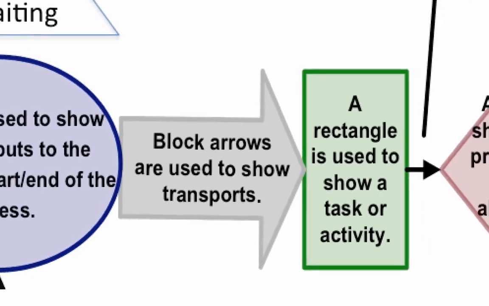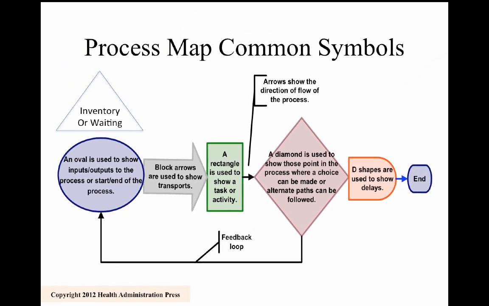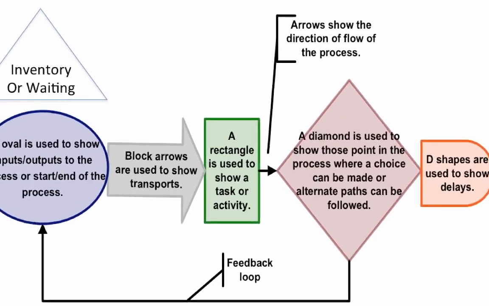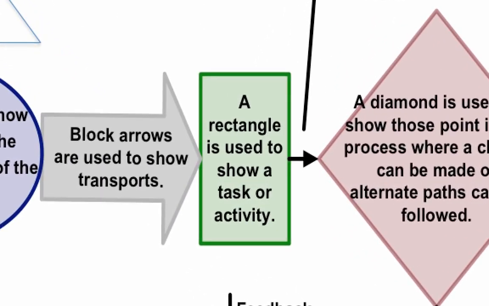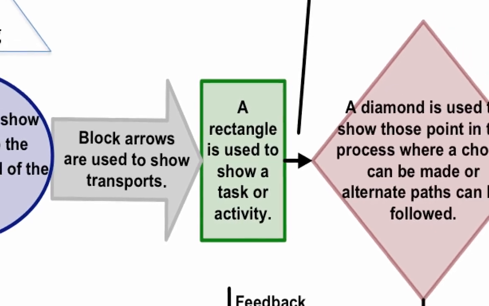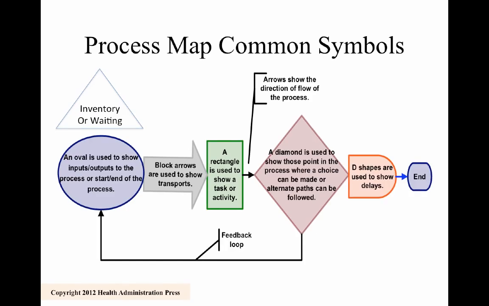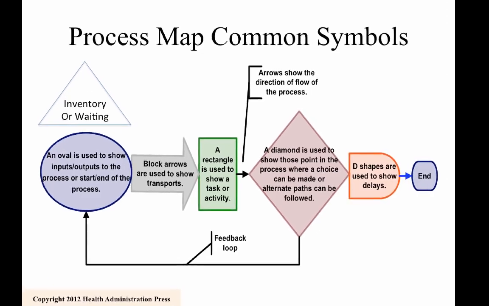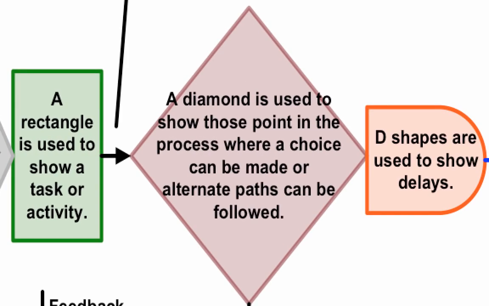The rectangle is always used, and that is to show a specific task. So in a hospital visit, the first step could be the patient check-in. Okay, so check-in becomes your rectangle. A diamond is a decision point. So you could have a yes or no that veers off from this decision point.